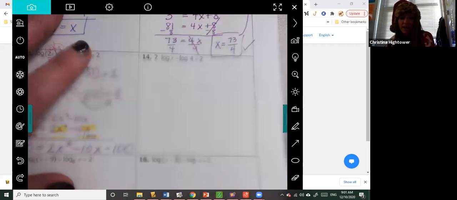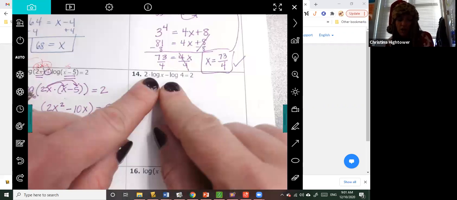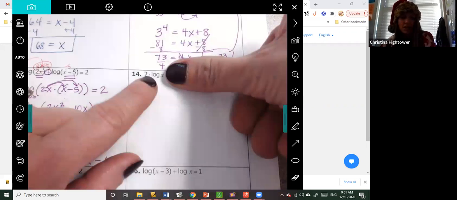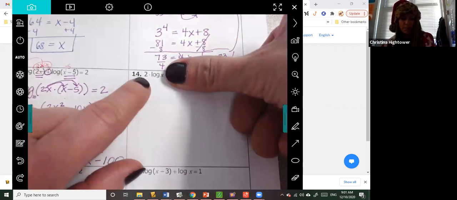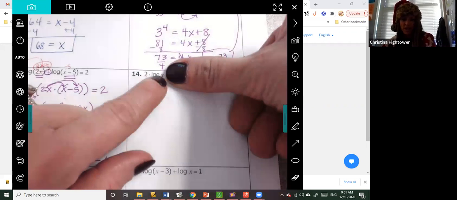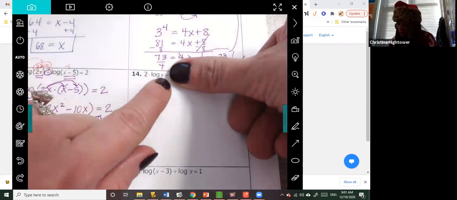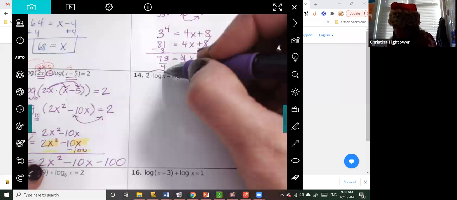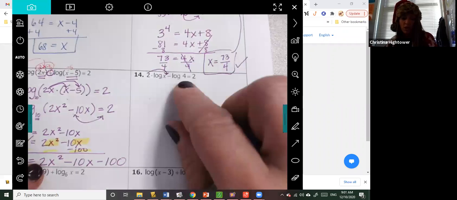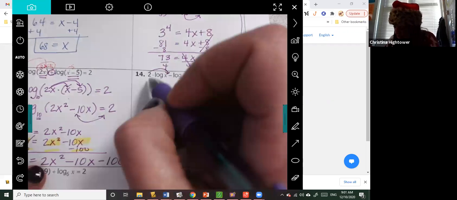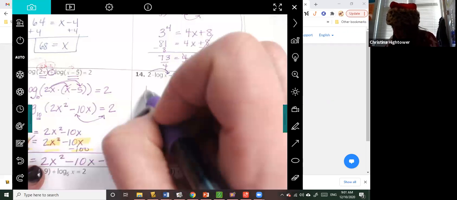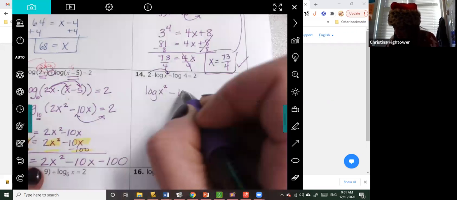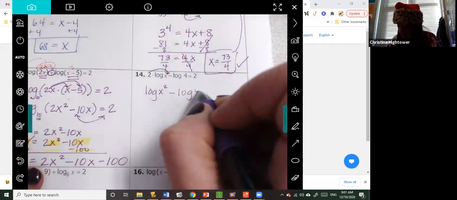All right, so remember, I need to condense. I have 2 logs here and I just need 1 log. Look at this first log. I have a 2 on it, so that 2 needs to move up and be the exponent on the x, okay? So the first thing I'm gonna do is I'm going to move that 2 up to just this log. It doesn't have anything to do with the log of 4. So this is log of x squared minus log of 4 equals 2.